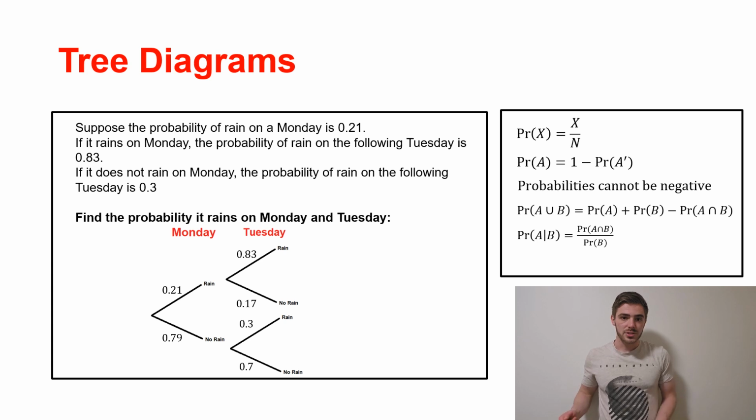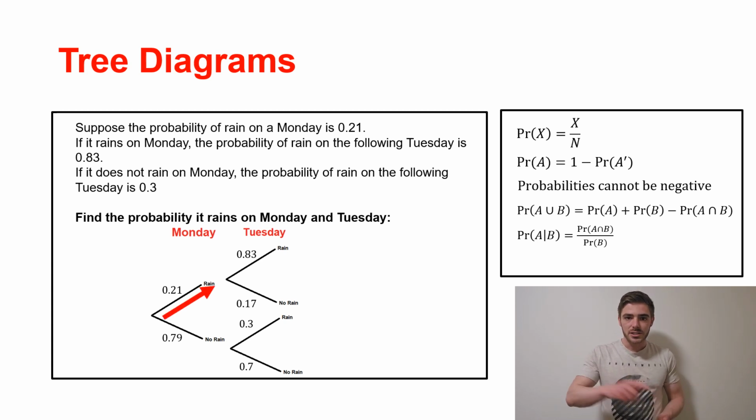Now that we've filled out all the branches, we can pretty much answer any question we want. If we want to know the probability of raining on both days, then we just go down each of the branches that have rain on both days. There's only one of those, and you just multiply along the branches.